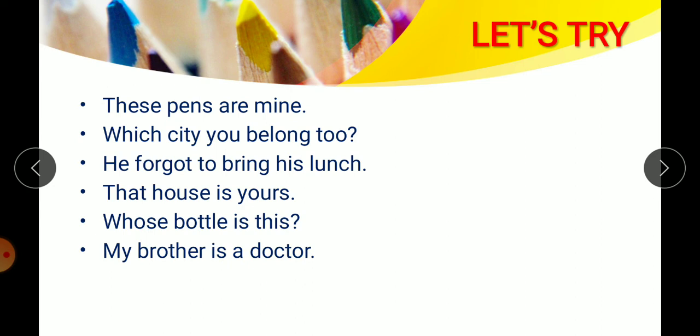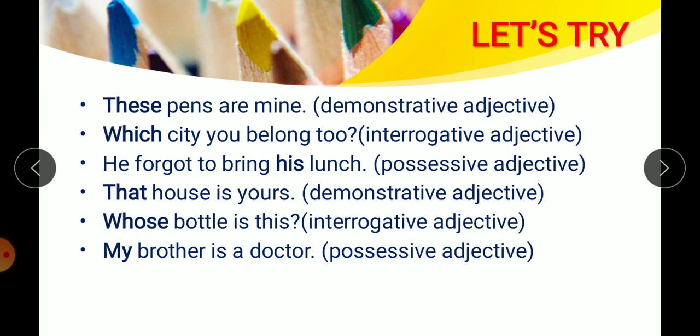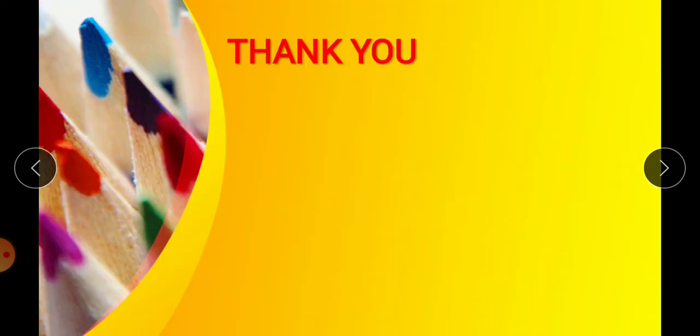Right? So in this particular class, we have covered the three types of adjectives: demonstrative, interrogative and possessive adjectives. And in our previous classes, we covered adjective of quality, adjective of quantity and adjective of number. So in total, now there are 6 types of adjectives that we have covered. Okay? Thank you.